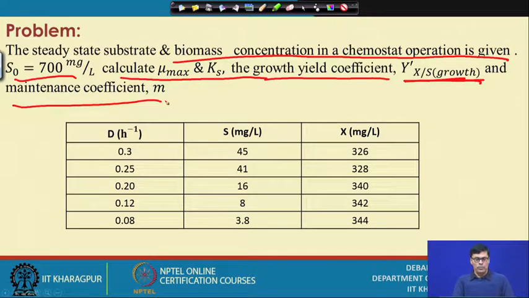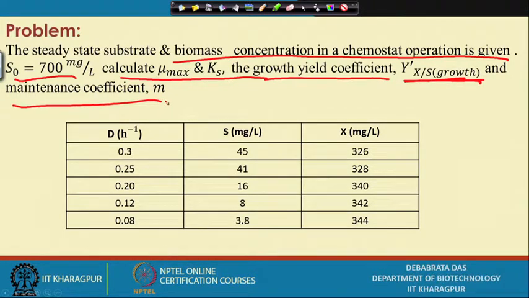Now up till now we didn't discuss how to determine the true growth yield. Now what is true growth yield? Up till now we came across the overall growth yield. Overall growth yield means gram of cell produced per gram of substrate consumed. Now when we say gram of cell produced, it may comprise both the viable cells and the dead cells.